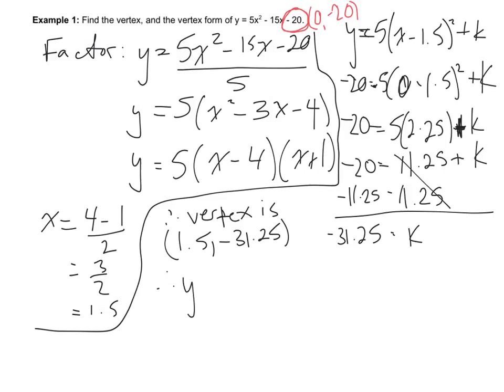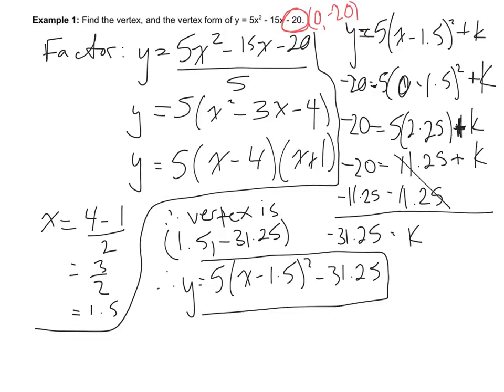Therefore y equals, and our a value is still 5, so we've got that 5 value there. So we say y equals 5 times x minus 1.5 squared minus 31.25. And there is our vertex form of the equation. So we've now converted from standard form to vertex form.